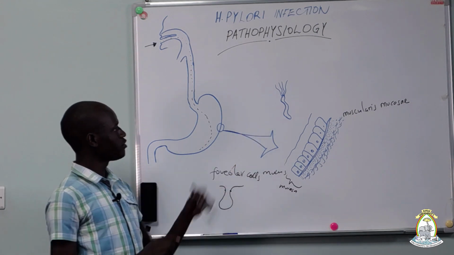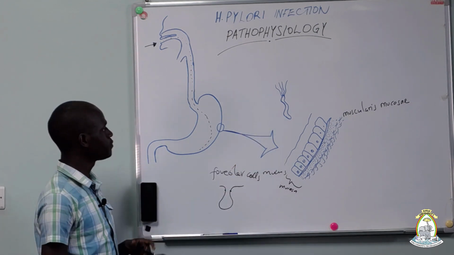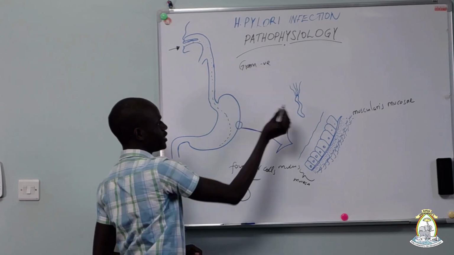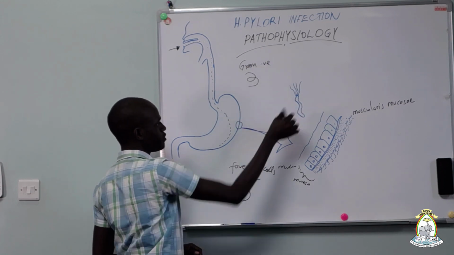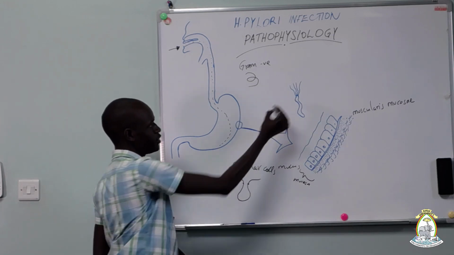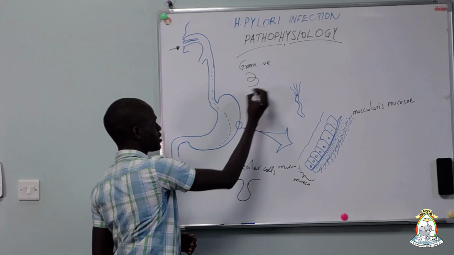And then right here, I've tried to illustrate our H. pylori. It's a gram-negative rod. It is spiral-shaped, as I've tried to illustrate here. It has multiple flagellae on one pole.